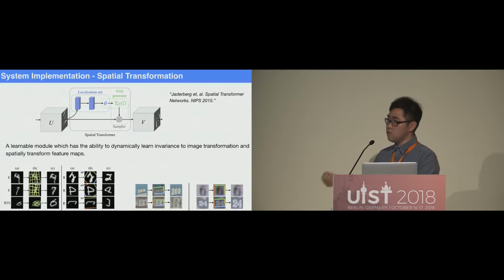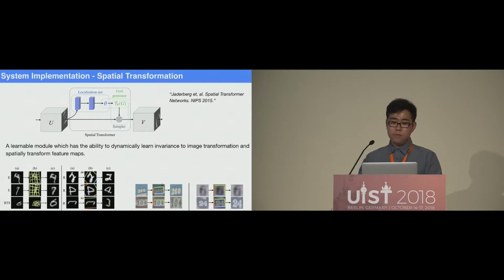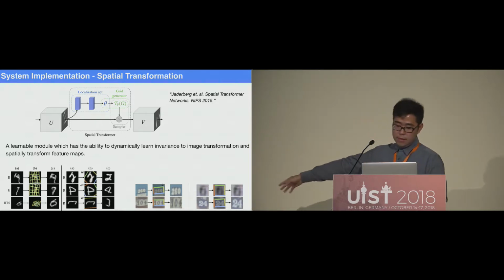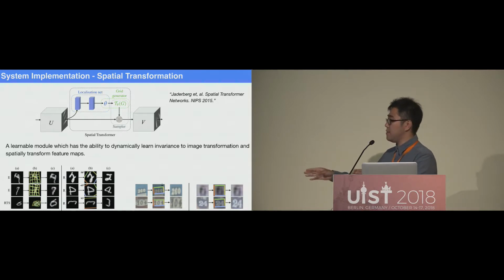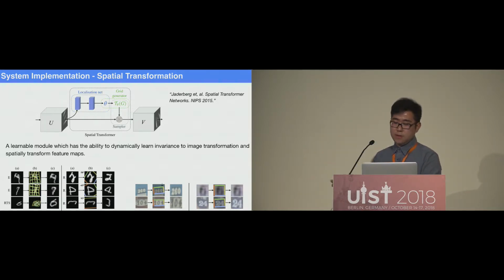It is a learnable module that has the ability to dynamically learn invariance to image transformation and then spatially transform the feature maps. Intuitively, here are some examples in that paper at the bottom of this slide, and we can see it as a kind of image normalization, and it has been tested to help improve the recognition accuracy.